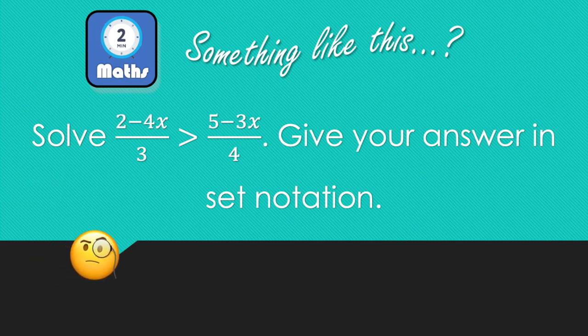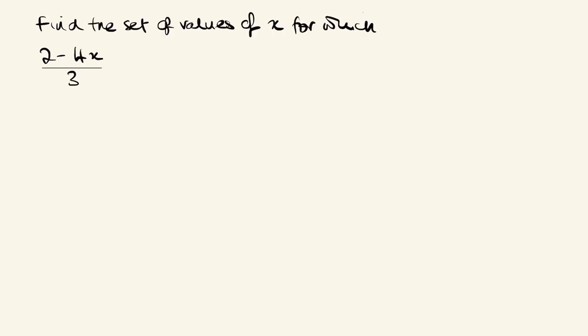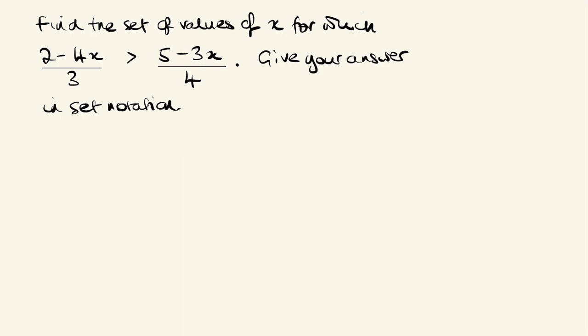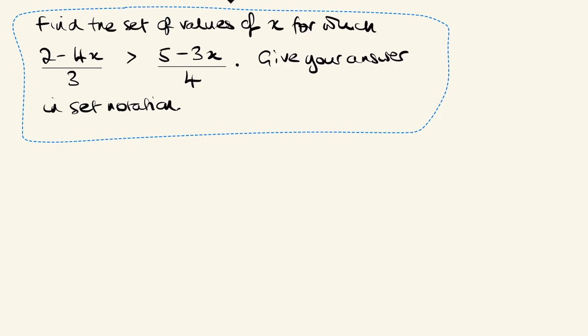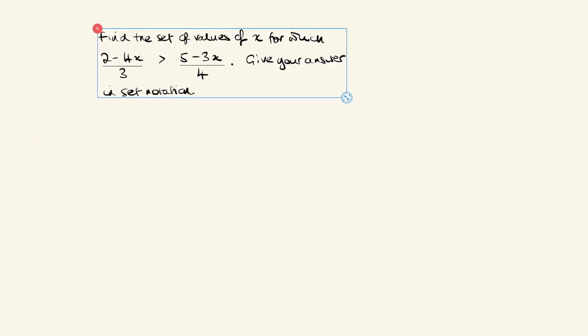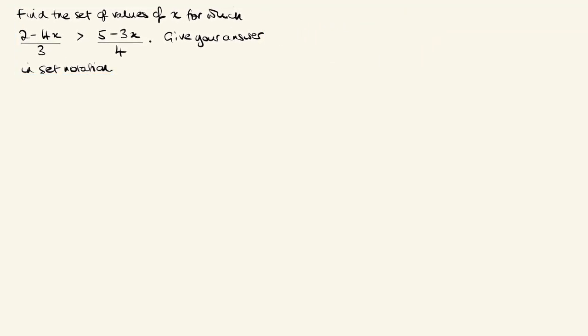So you want to do something like: find the set of values for which (2 minus 4x) over 3 is greater than (5 minus 3x) over 4. Give your answer in set notation. So I'll deal with the set notation at the end. But first of all, we just need to find the set of values of x for which (2 minus 4x) over 3 is greater than (5 minus 3x) over 4.